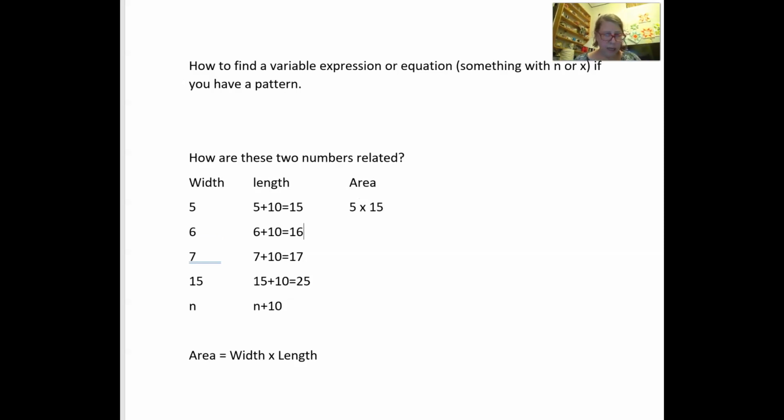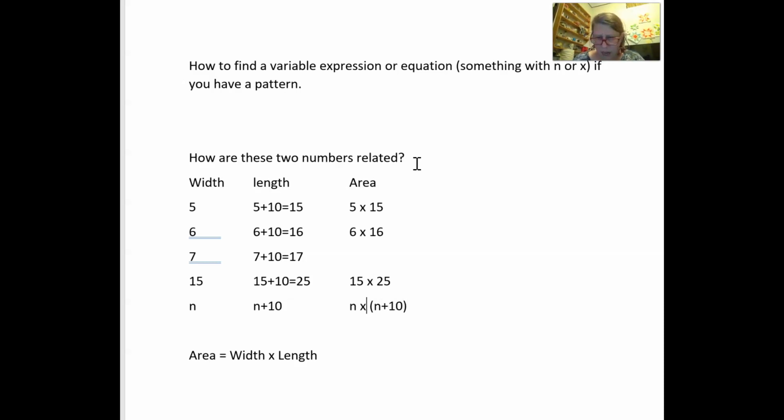I don't really want to calculate it. Then this one, 6 times 16. 6 times 16, and so on, right? Let me skip one. This one is 15 times 25. So what's this one? Imitate what you just saw me do. You saw me take the 1 from the one column and then multiply times the 1 from the other column. So this one is going to be n times n plus 10.